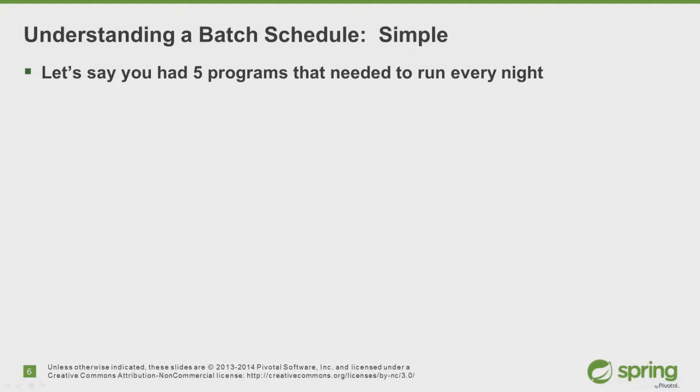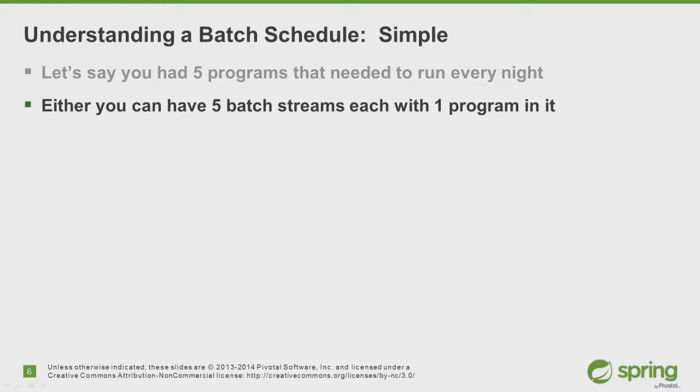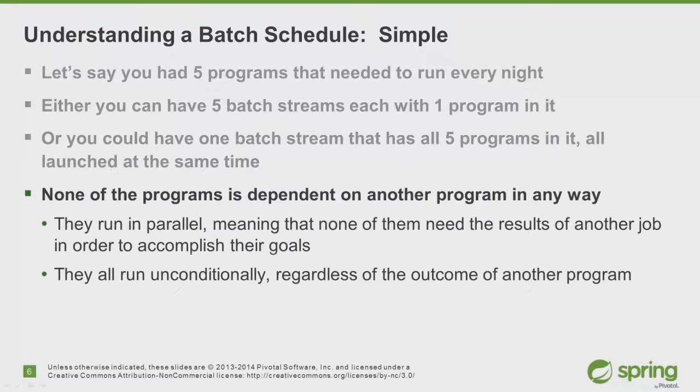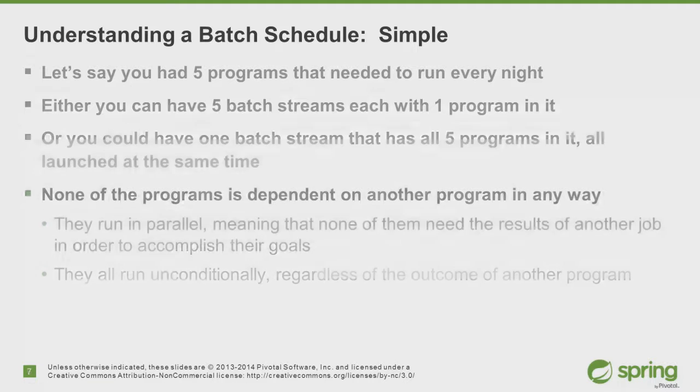So first, the simple schedule. Let's say you had 5 programs that needed to run every single night. You can either have 5 batch streams, each with 1 program in them, or you could have one batch stream that has all 5 programs in it, all launched at basically the same time. None of the programs would be dependent on one another in any way, and they can run in parallel. One can start before or after the other. It really doesn't matter. And they all run unconditionally, irrespective of the outcome of another program.